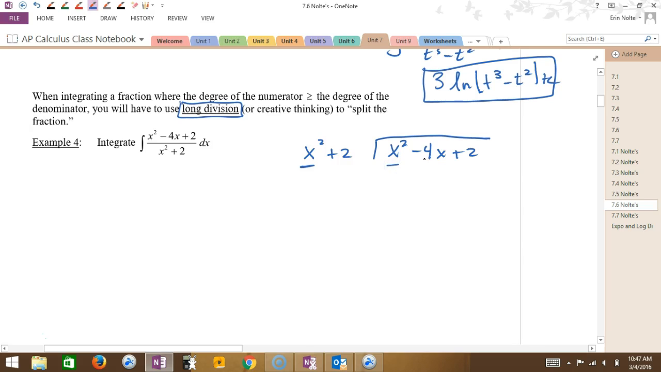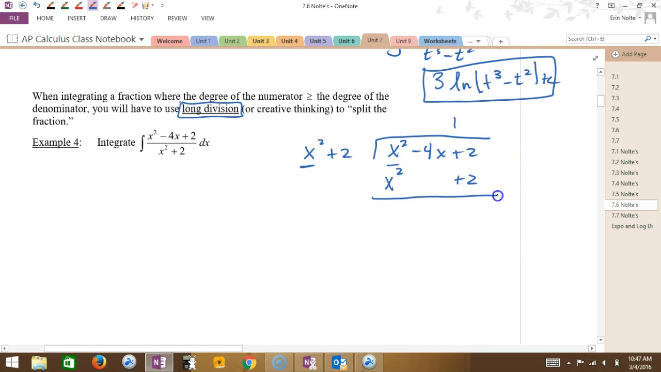So you start by looking at the first term. What do you have to multiply x squared by to make it x squared? 1. So 1 goes on the top, and then you multiply it through. What's 1 times x squared? And what's 1 times 2? 2. So make sure when you write it that you line up your terms vertically.